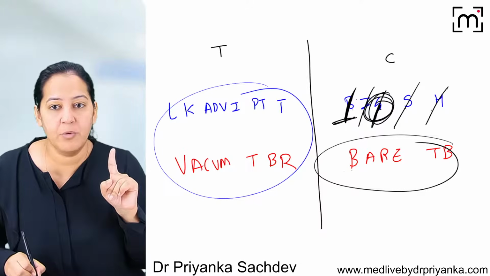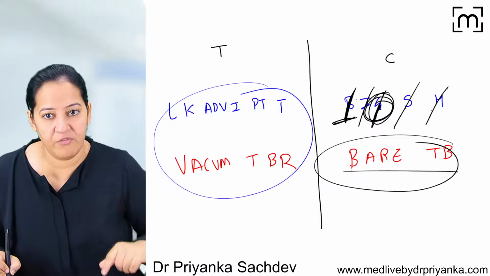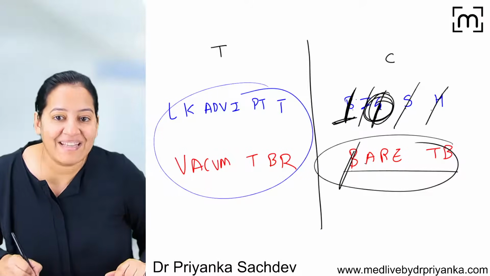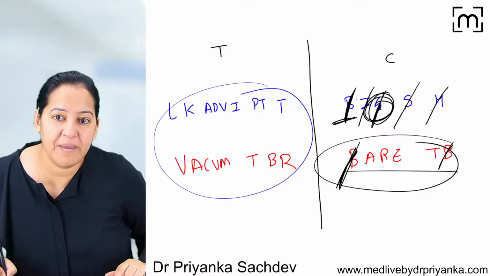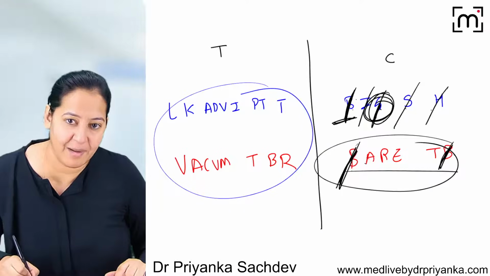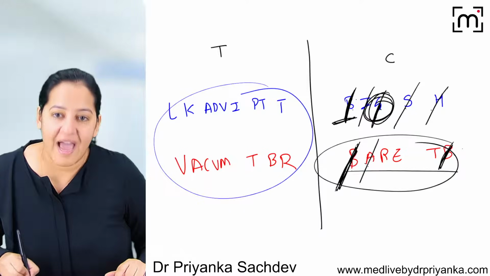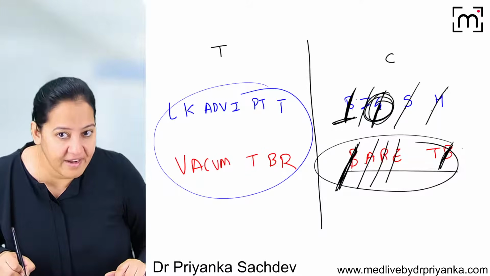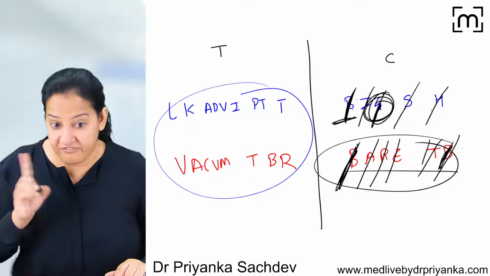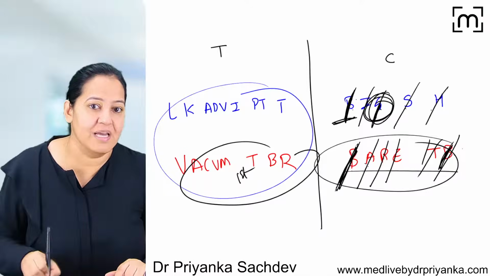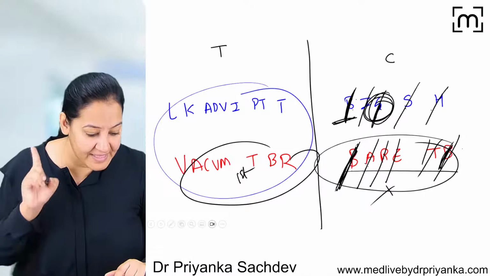So what is the mnemonic? Bare TB. What is the full form of Bare TB? B for bacterial meningitis, and the other B is for brucella. There are 2 B's: bacterial meningitis, pyogenic meningitis, and brucella. Anaerobic infection, rickettsia, ear and eye infection, typhoid. But it is not first choice. Here tetracycline is first choice. I am insisting on that.